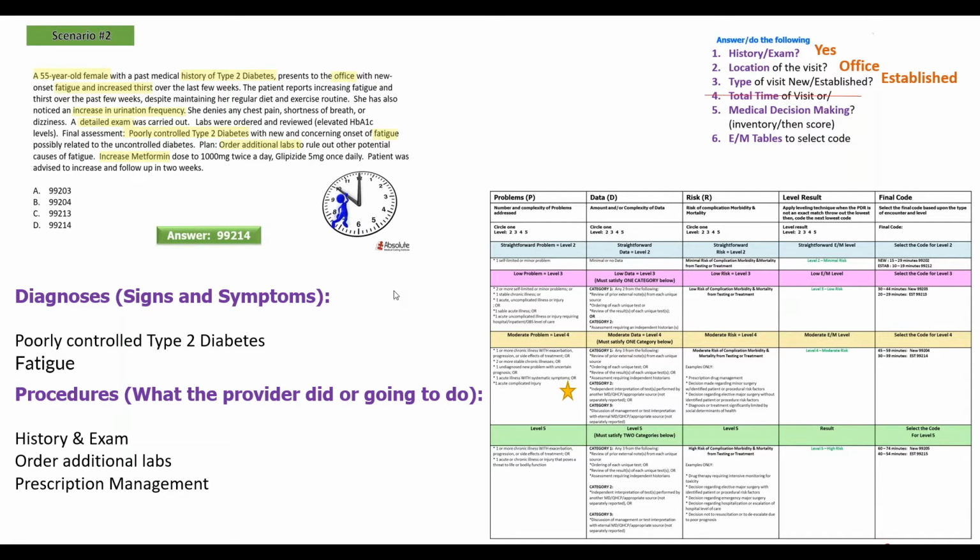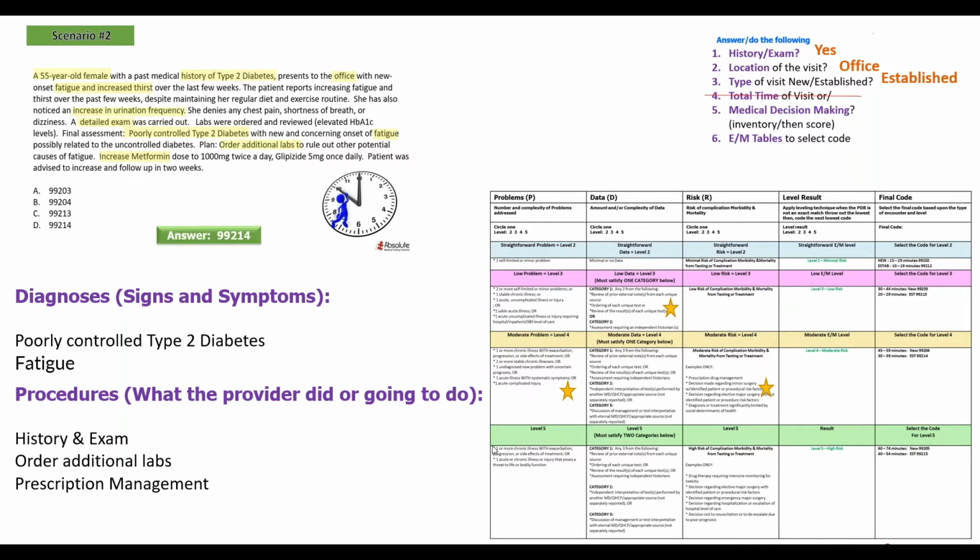So I can see, yes, labs were ordered and reviewed, and HbA1c was ordered and reviewed. And in the plan, there were plans to order additional labs as well, but they haven't specified which lab is going to be ordered. So I will take it under low data. And in the risk, there is prescription management once again in the scenario. There was an increase in dosage of metformin, so that would be a moderate risk. Once again, throwing out the lowest level.